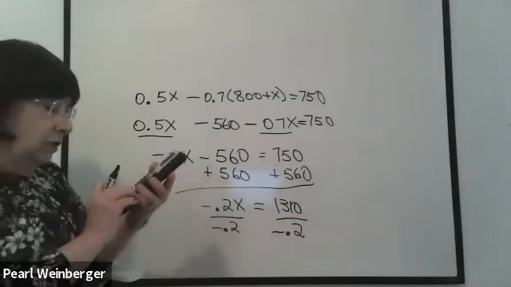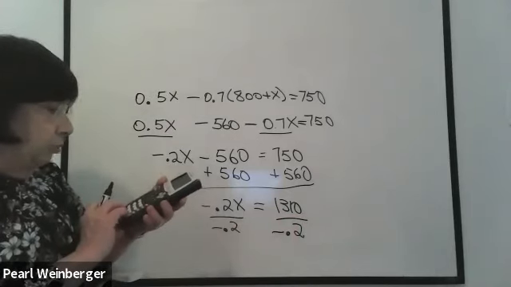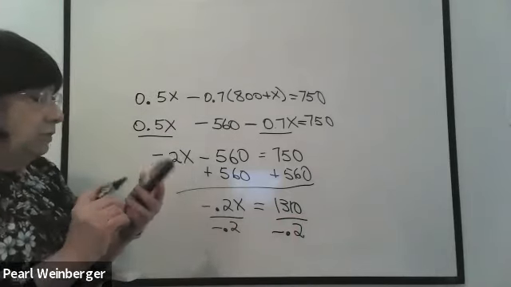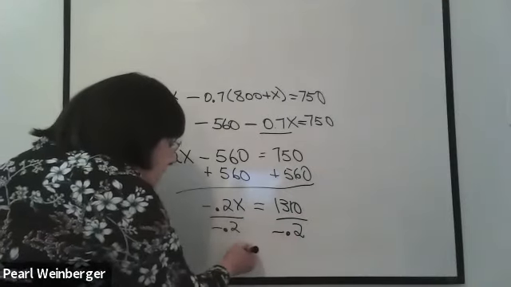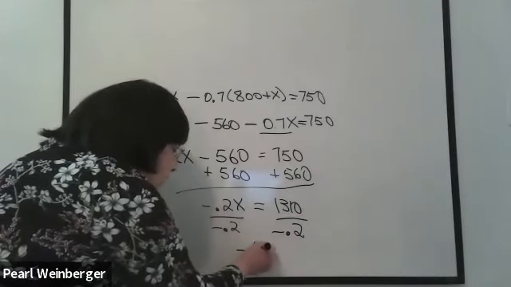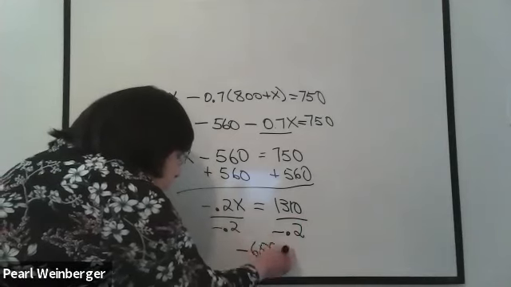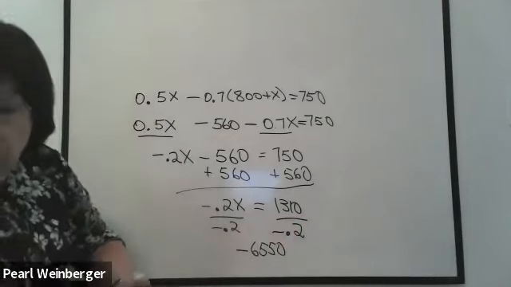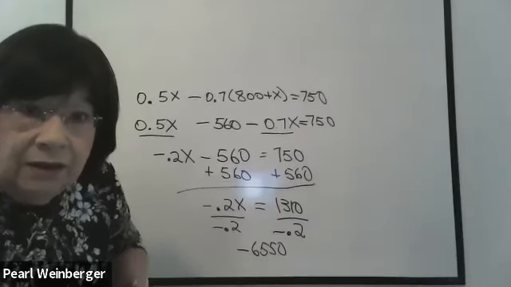So I do the 1310 divided by the negative 0.2, and it comes out to be negative 6550. No. Let me see. Yeah, I was very off.